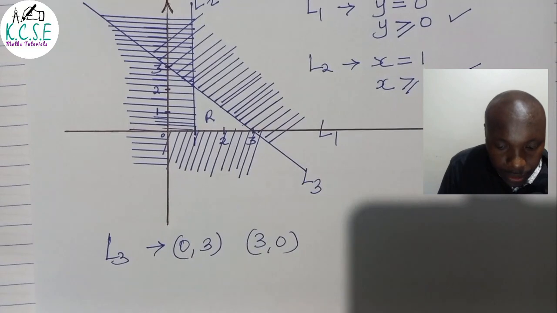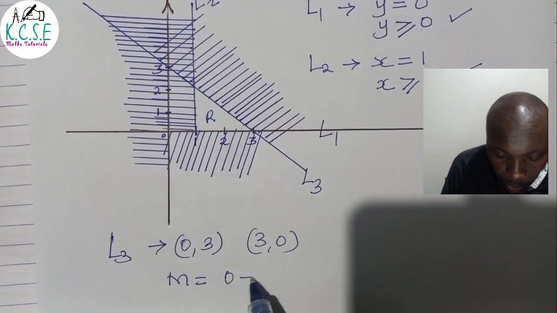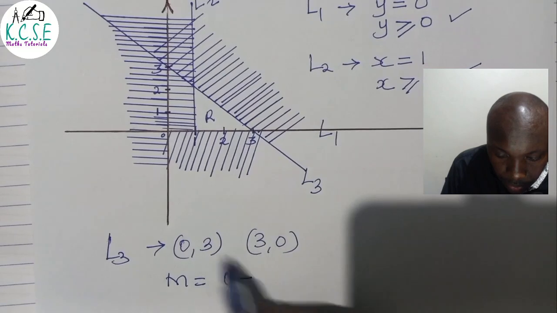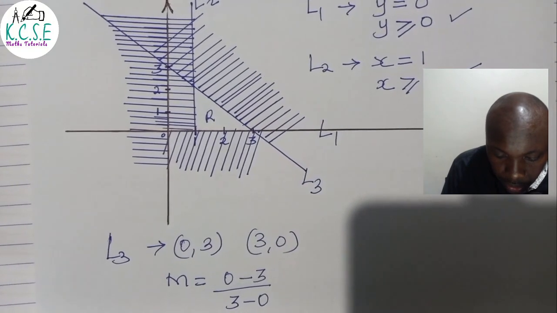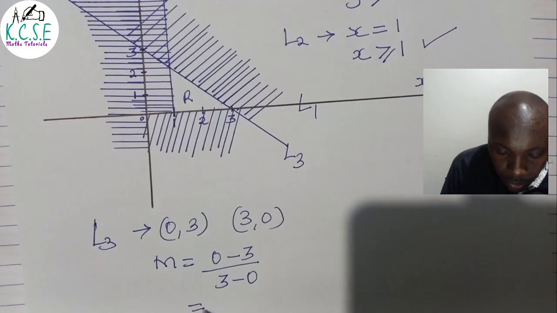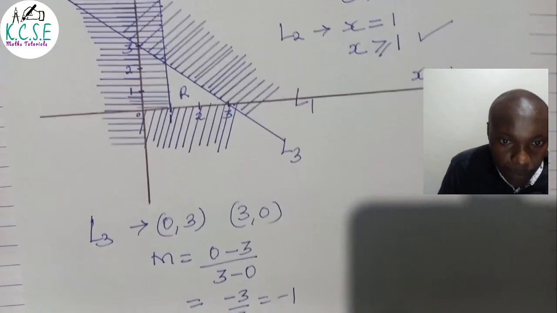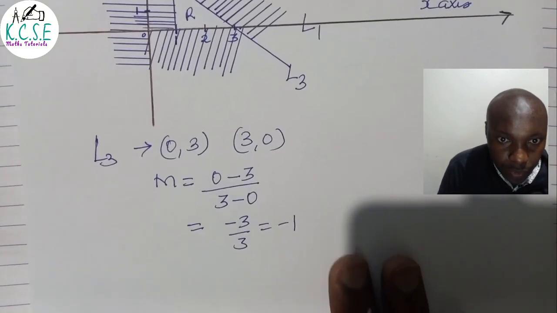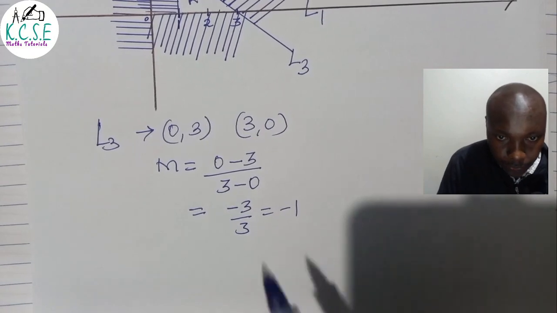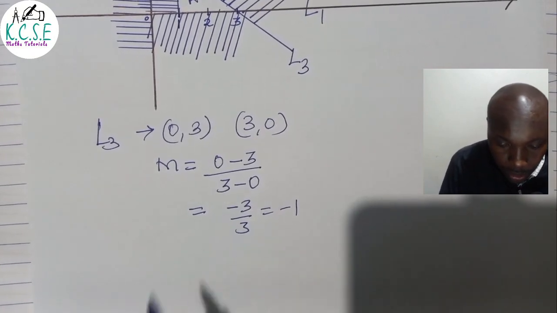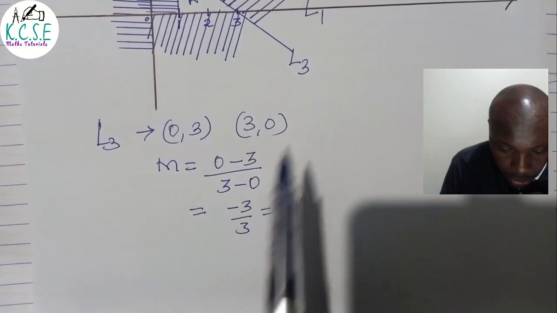How do you get the equation of a line? We begin by getting the gradient. Gradient is the change in y, 0 subtract 3, over the change in x, 3 subtract 0. So this will give negative 3 over 3, and so the gradient is -1. Now after getting the gradient, we just need to pick one point, either (0, 3) or (3, 0).